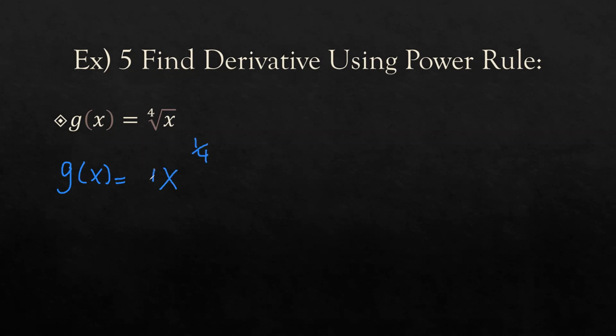So this has a coefficient of 1. So the coefficient times the power, which is 1 times 1/4, is 1/4 x. And then you might have to do some algebra here. So it's the old power minus 1. So the old power is 1/4 minus 1. Or in our case, since we're subtracting fractions, 1 can be expressed as 4/4, right? So 1 minus 4 is -3, and then 4.